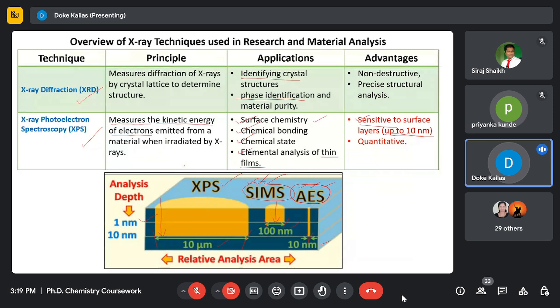Okay. Now we will go to the detailed techniques. What is X-ray photoelectron spectroscopy? Previously, this technique was called electron spectroscopy for chemical analysis. This X-ray photoelectron spectroscopy was formerly known as electron spectroscopy for chemical analysis. Particularly, this technique was used for only surface analysis.